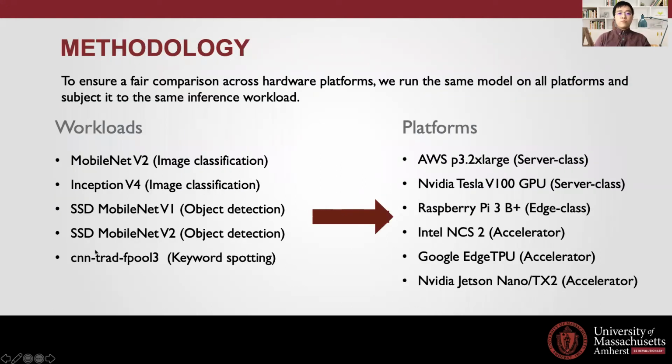To ensure a fair comparison across hardware platforms, we run the same models on all platforms and subject them to the same inference workload. We use 5 DNN models in our experiment, including image classification, object detection, and keyword spotting. We run these models on edge class device, server class device, and the accelerators that we showed before. We use an AWS P3.2xlarge instance to represent a server class device. The instance includes an NVIDIA Tesla V100 GPU, and we use Raspberry Pi 3B Plus to represent an edge class device.